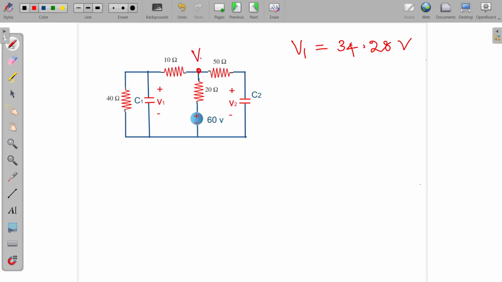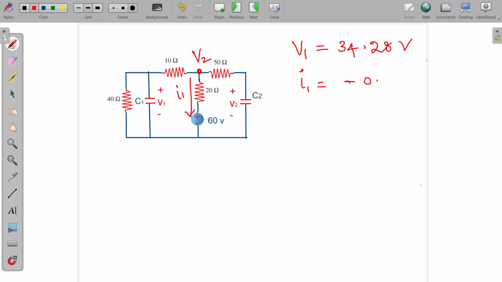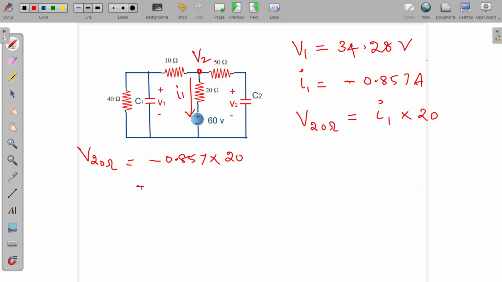So through this path the current I1 is flowing, and we know that I1 is already taken as minus 0.857 amps. What is the voltage across this 20 ohm resistance? That is equal to I1 into the resistance value of 20 ohms. So this V20 ohm voltage across the 20 ohm resistance is equal to minus 0.857 multiplied by 20. So this is equal to minus 17.14 volts.